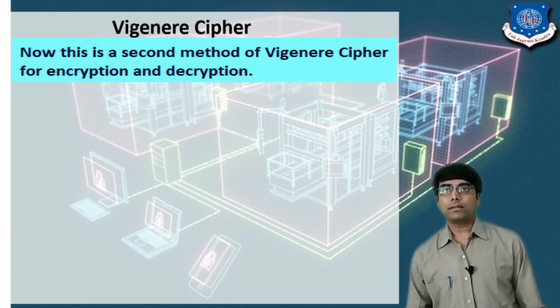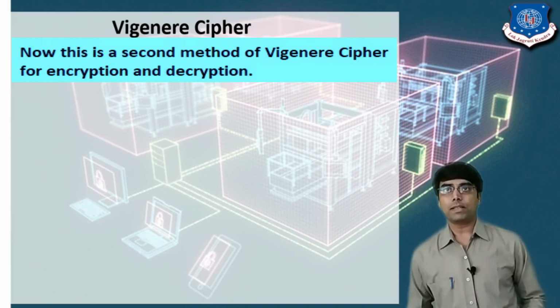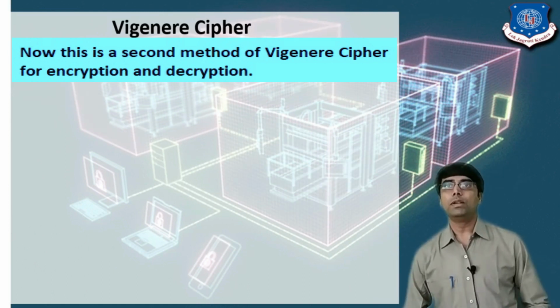Now next, there are two techniques of a polyalphabetic cipher. The first is the Vigenere cipher. So let's see the first, the Vigenere cipher.